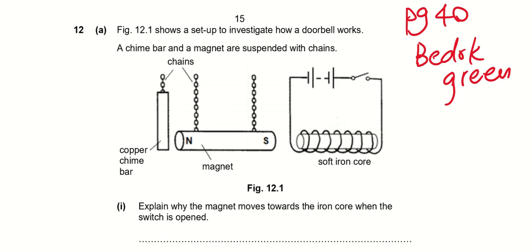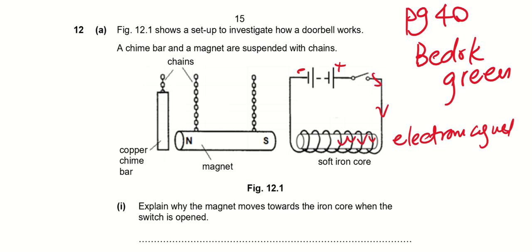It shows a setup to investigate how a doorbell works. A chime bar and a magnet are suspended with chain. Okay, so we take note that this is actually an electromagnet. And if this is positive, this is negative, current will come out. Now, what is important here? I need to mark out the direction of the current.